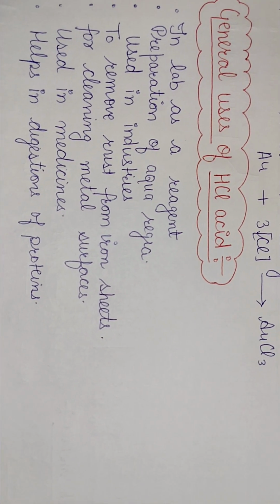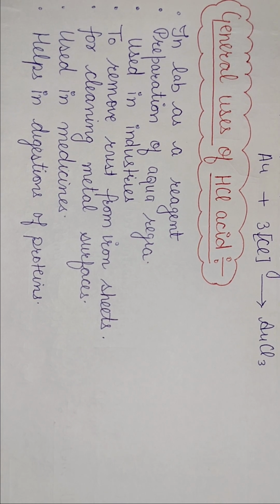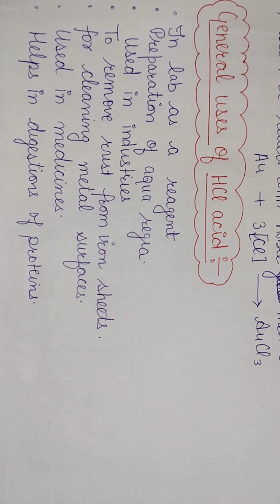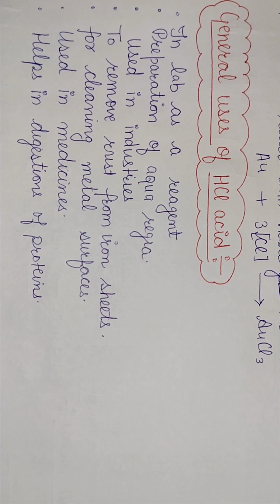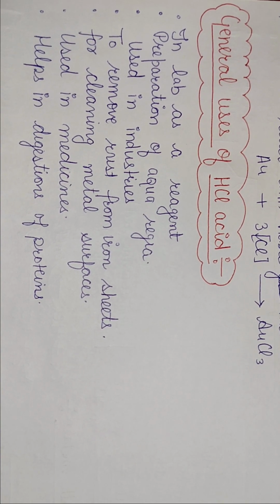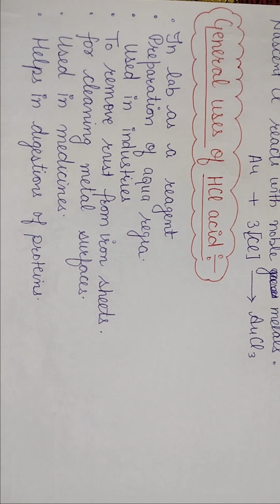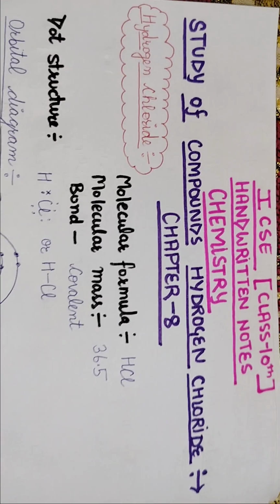Then come to the general uses of HCl acid. It is used in the lab as a reagent, and it will definitely lead to the preparation of aqua regia. It is also used in industries and in medicine. So this is all about your chapter number 8, that is the study of the compound hydrogen chloride.